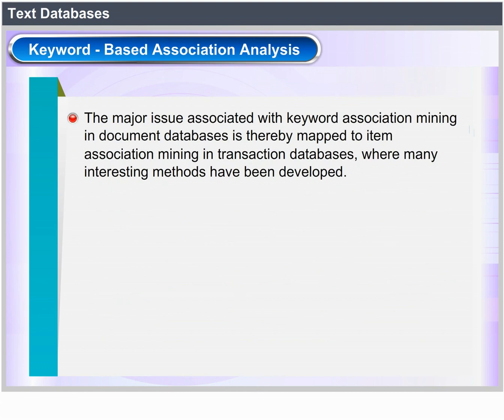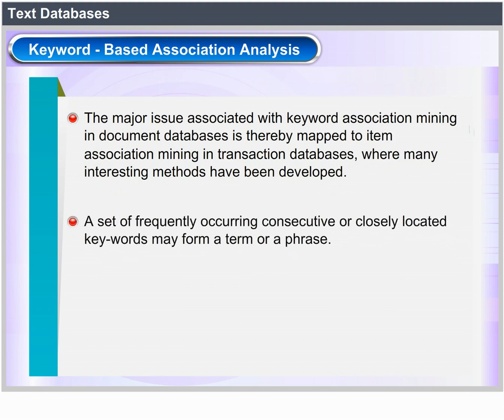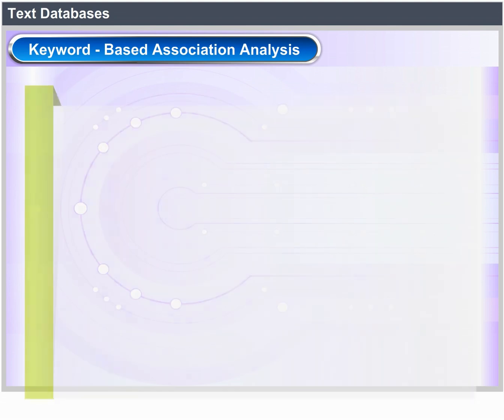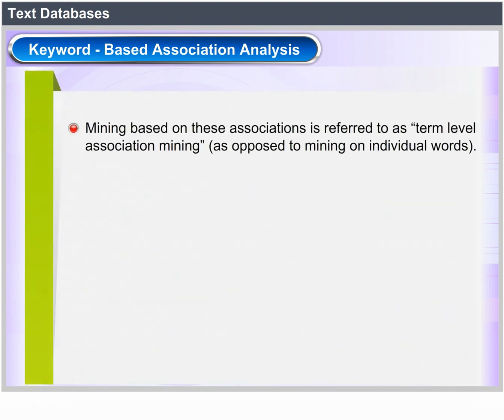A set of frequently occurring consecutive or closely located keywords may form a term or a phrase. The association mining process can help detect compound associations, that is, domain-dependent terms or phrases, or non-compound associations. Mining based on these associations is referred to as term-level association mining, as opposed to mining on individual words.